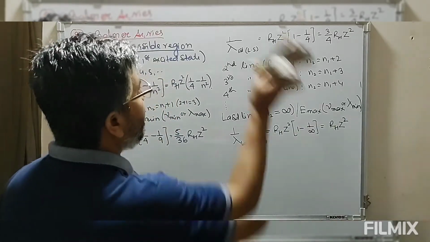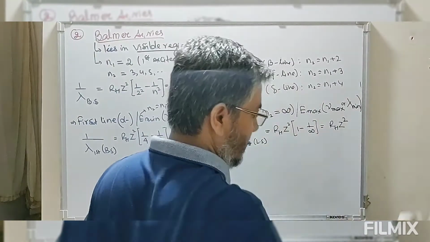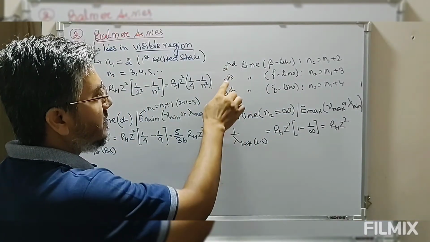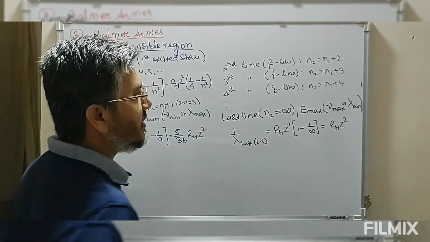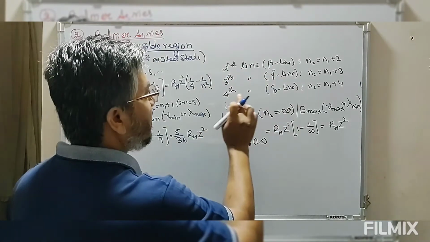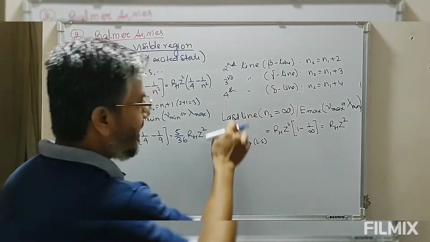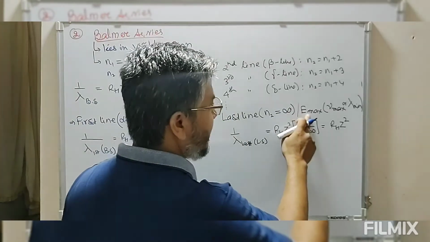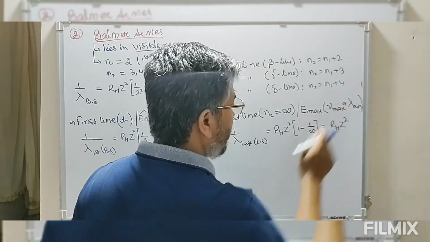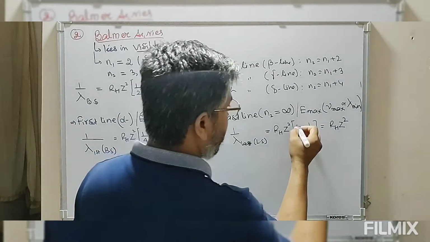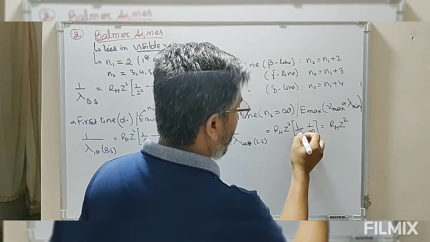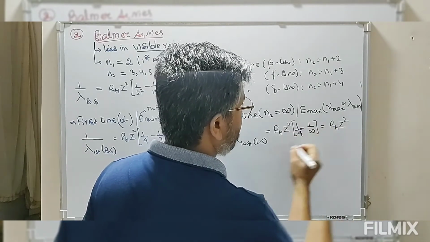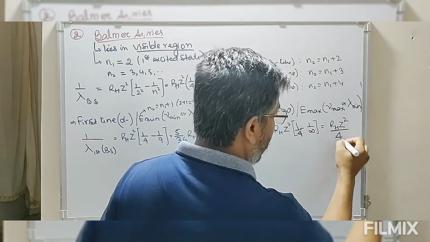Similarly, now look at this, we can have second line, third line, fourth line. Second line is known as beta line, third line is known as gamma line, fourth line is known as delta line. The last line, when N2 is equal to infinity, is energy maximum, frequency maximum, wavelength minimum. So this equals 1/4 minus 0, so this is RHZ by 4.